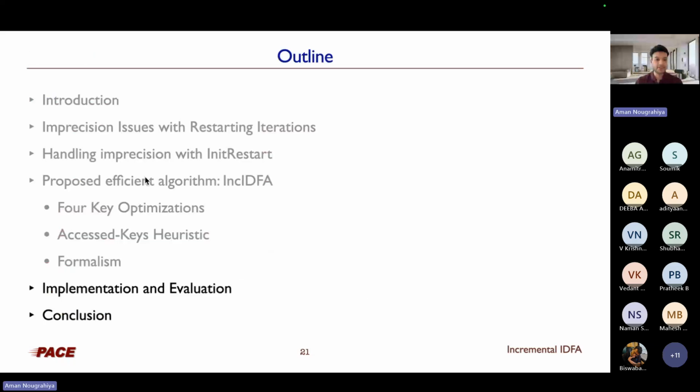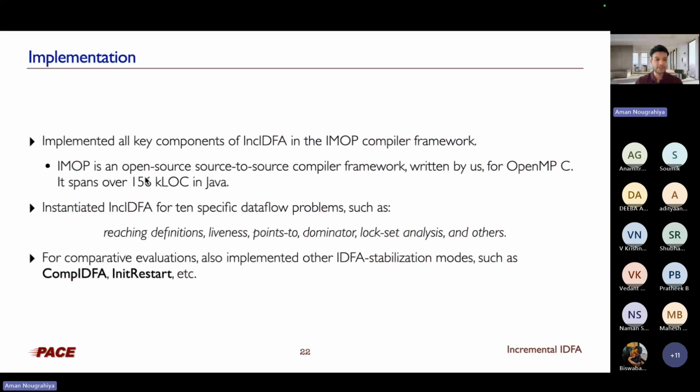Moving on to implementation and evaluation. So we have implemented all the key components of Inc IDFA in the IMOP compiler framework. IMOP is an open source source-to-source compiler framework which was written by us as part of my PhD work. It works for OpenMP and serial C programs, and it spans over 156,000 lines of code in Java.